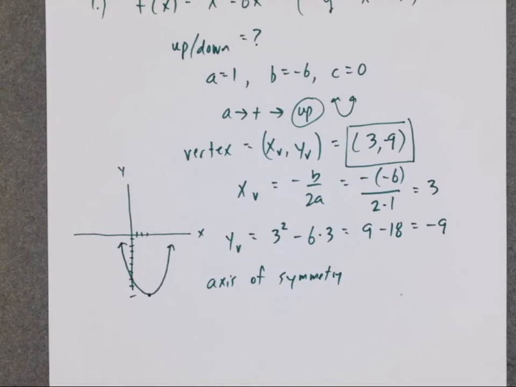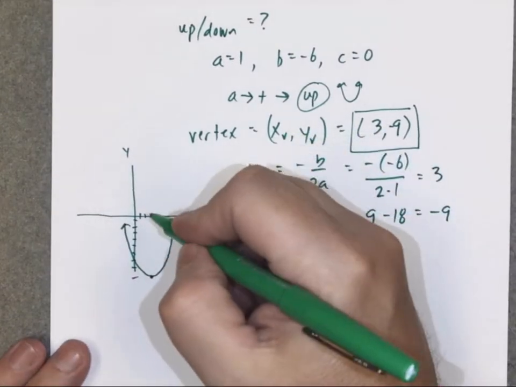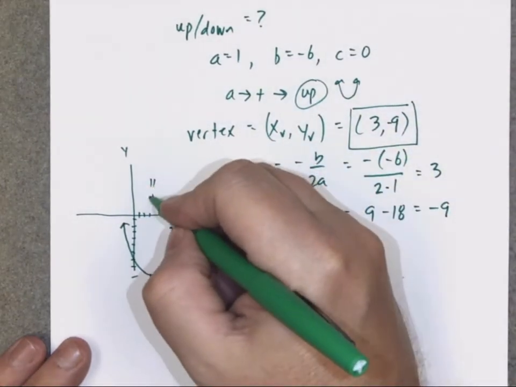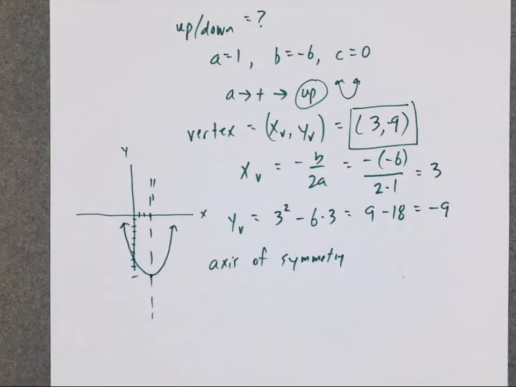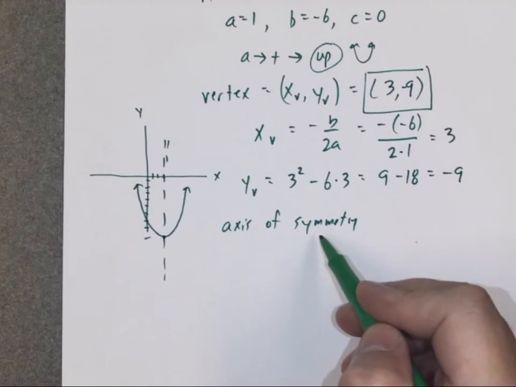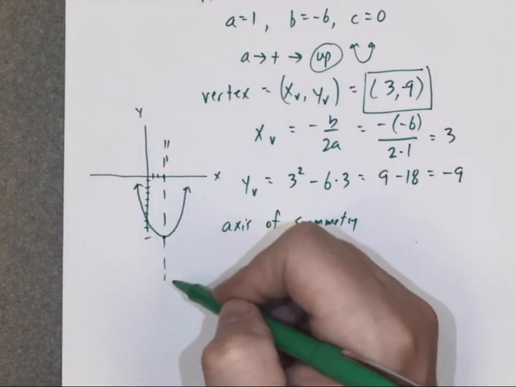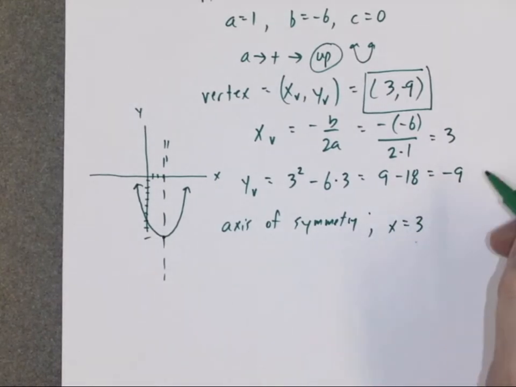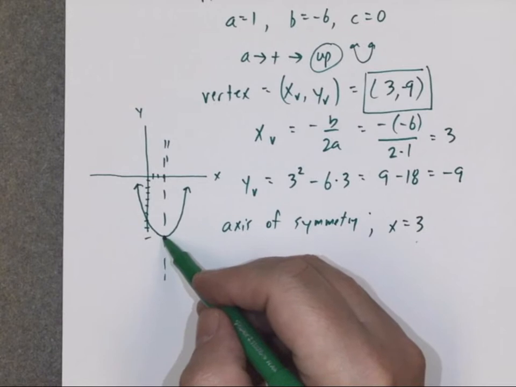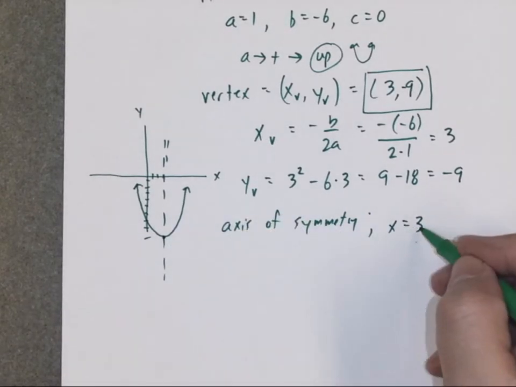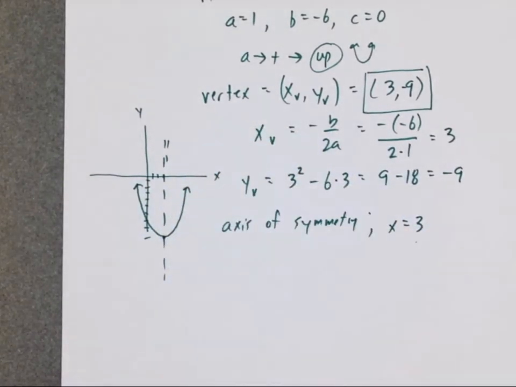I do that because the axis of symmetry is then very easy to see, right? The axis of symmetry is that vertical line that cuts our parabola in half. And once again, the axis of symmetry is going to be the equation of a line. A vertical line, the equation of the vertical line is whatever the value of x is. This line goes through the vertex, so I know it's x equals 3. That's the axis of symmetry.